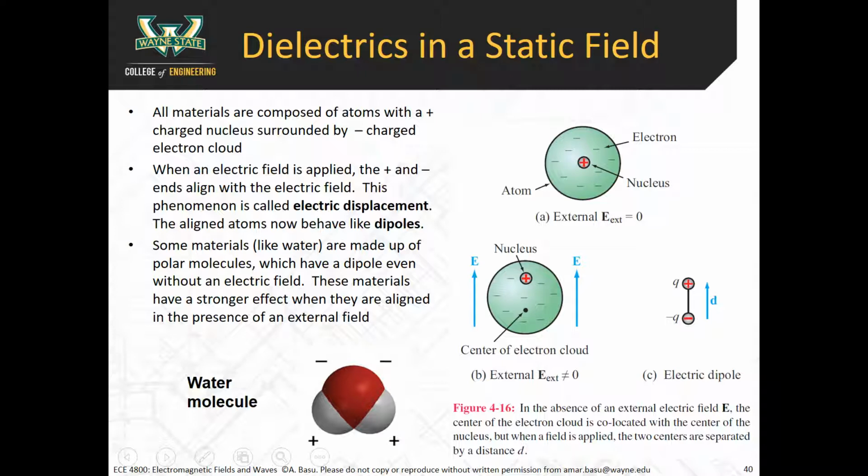In the case of a polar molecule, the molecule already has some polarity associated with it. H2O, for example: oxygen is more electronegative than hydrogen, so you end up having a net negative charge on the oxygen side than the hydrogen side. So those things have a built-in polarity.